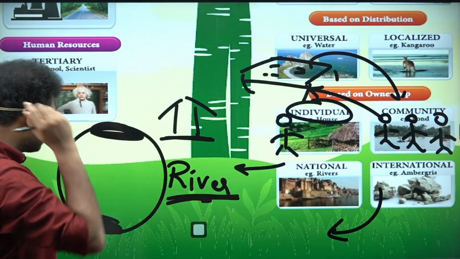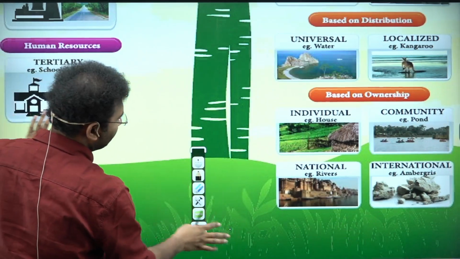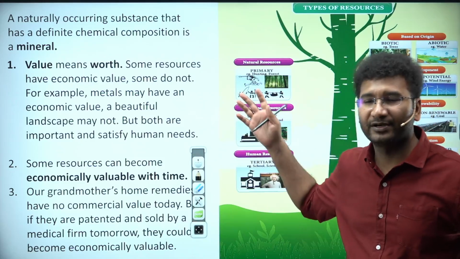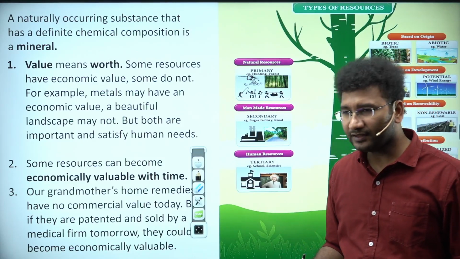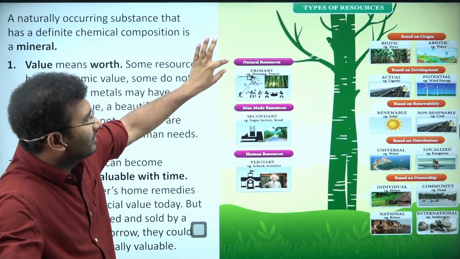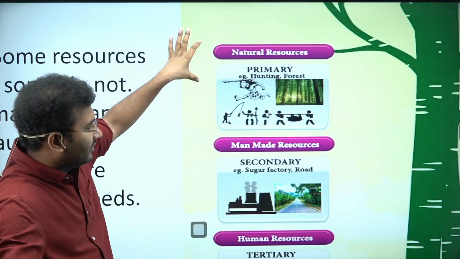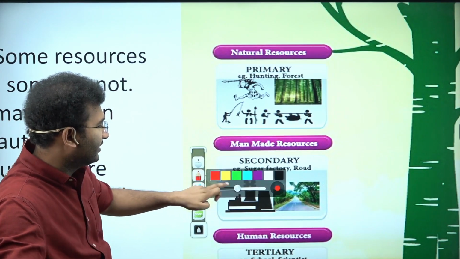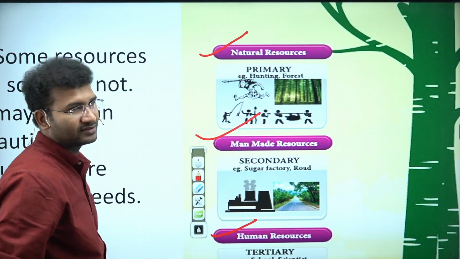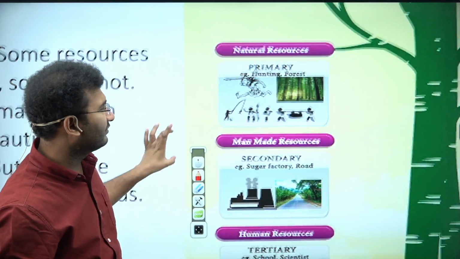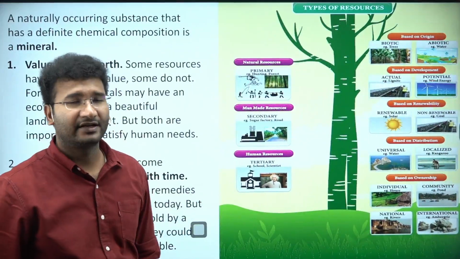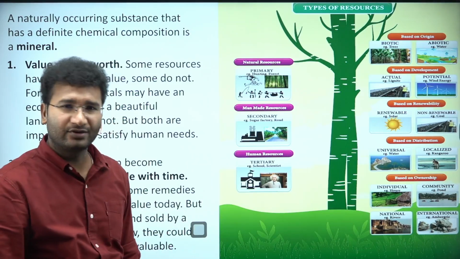This is how you are supposed to look into the distribution and classification of resources. So your entire class 8 chapter deals with these particular definitions, right? Here, the resources can be divided into natural resources, man-made resources, and human resources as well, right? Now on what basis are we dividing? You can also divide them on various other bases, right?